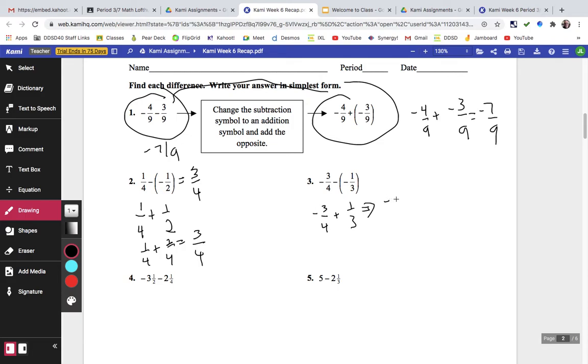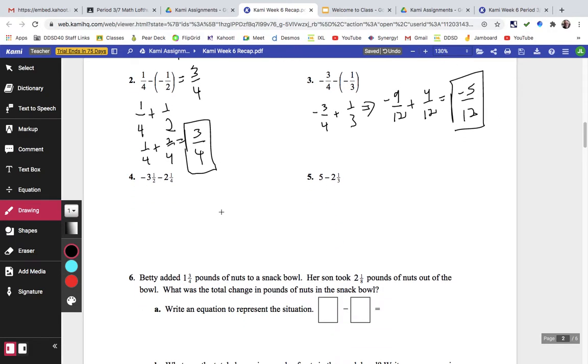That's going to be negative 9/12 plus 4/12. And that's going to equal negative 5/12. So it's nice to box in your answers so that you can see them. And then let's do 2 more.